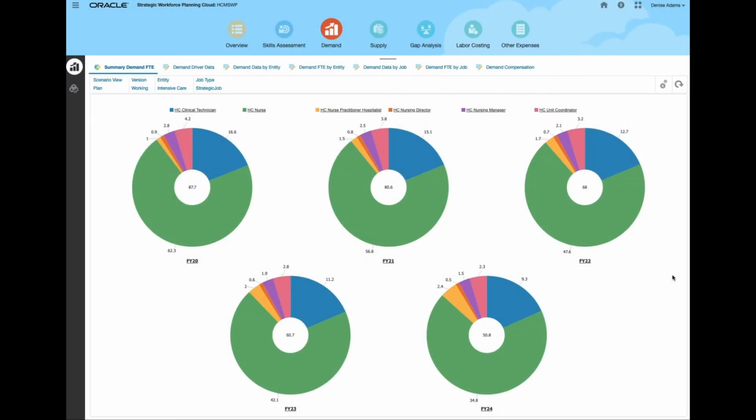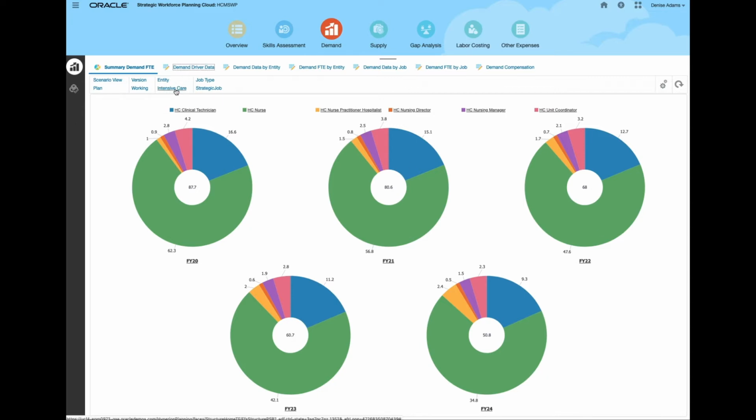So now we're going to examine how I might account for changing demand on my services in my planning tool. What I'm seeing on screen at the moment is a view across from this year to 2024 of the demand by job type within my intensive care unit. So I'm looking at intensive care.